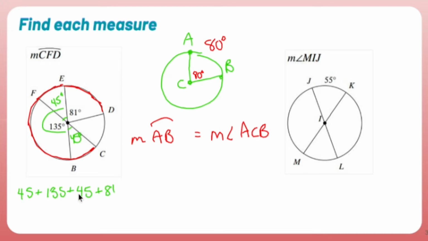So 45 plus 135 plus 45 plus 81 is 306. So the measure of angle CFD is 356, or 306. I kind of made a Freudian slip. That's also true. That's very true. But what that means, and most importantly, is that the measure of arc CFD is 306.